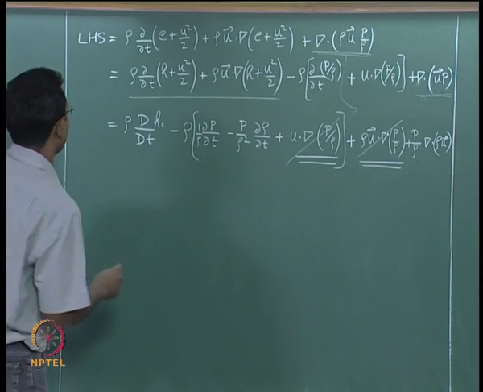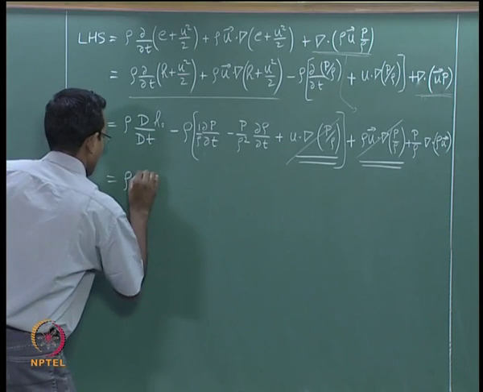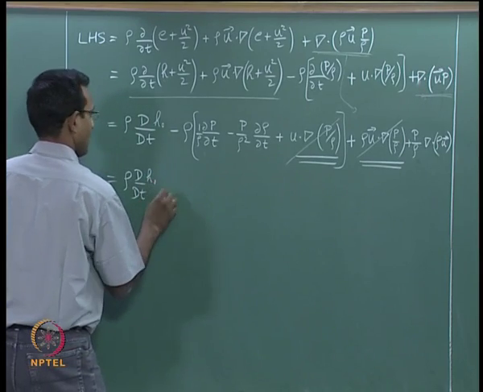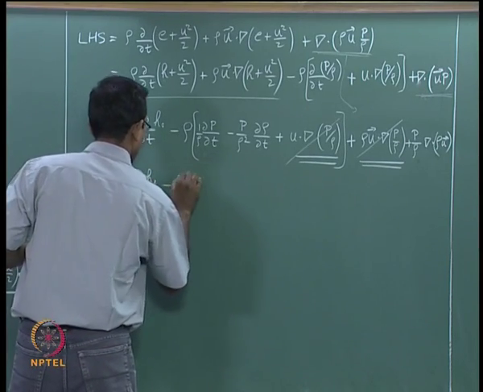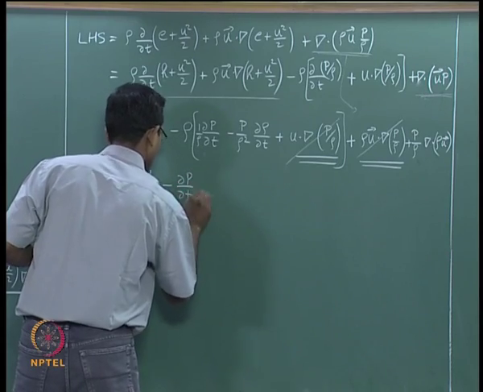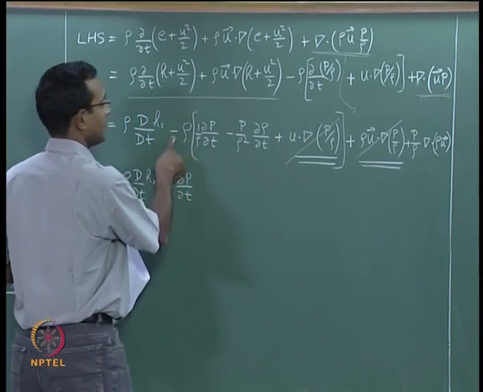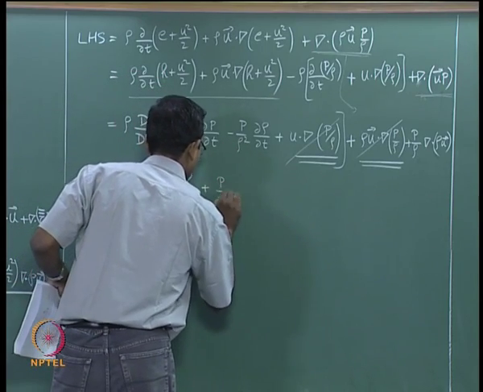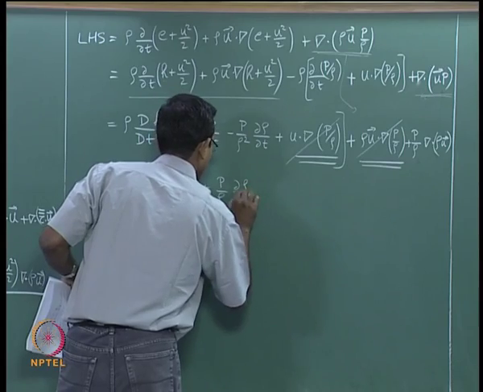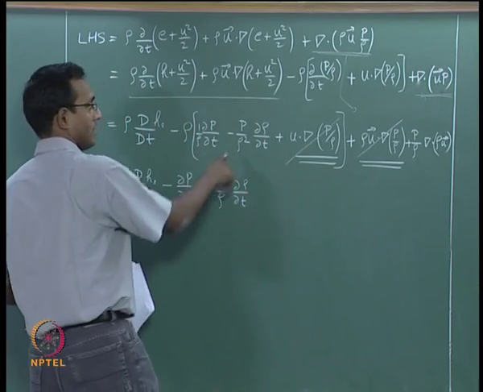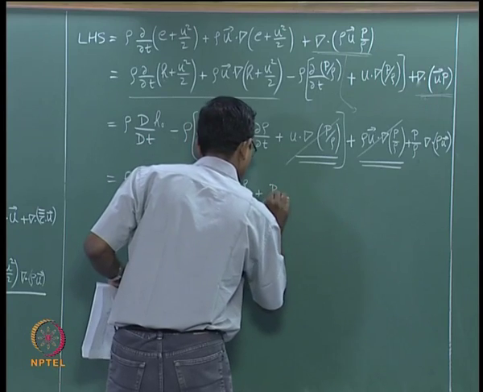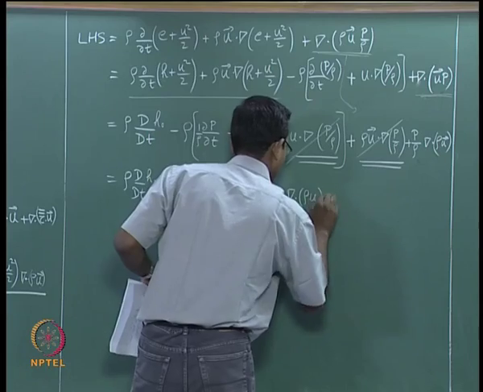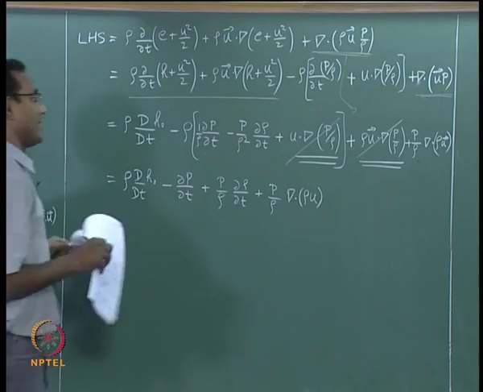If I look at the remaining terms, I will write it one more step: rho d by dt of H naught, minus dou p by dou t, and then this minus and this minus will become plus, and density, one of them will get cancelled, plus p by rho dou rho by dou t, that is the only thing, plus p by rho del dot of rho u. This is my left hand side.